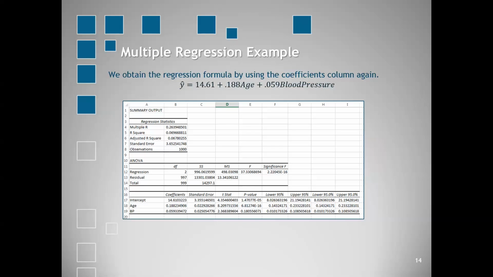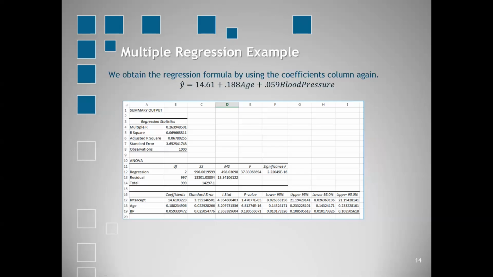We can then use the F-test to evaluate whether age and blood pressure together do a good job of predicting length of stay. We go to the ANOVA box, which is the second one, and we look at our F-value of 37.33, and we see a p-value of 2.22 times 10 to the negative 16, which again is less than 0.05. Therefore, we reject the null hypothesis and conclude both of these predictors together do predict length of hospital stay. I want to point out that even though blood pressure alone is not a good predictor of length of stay, when the effect of blood pressure is combined with the effect of age, the overall model does predict length of stay.